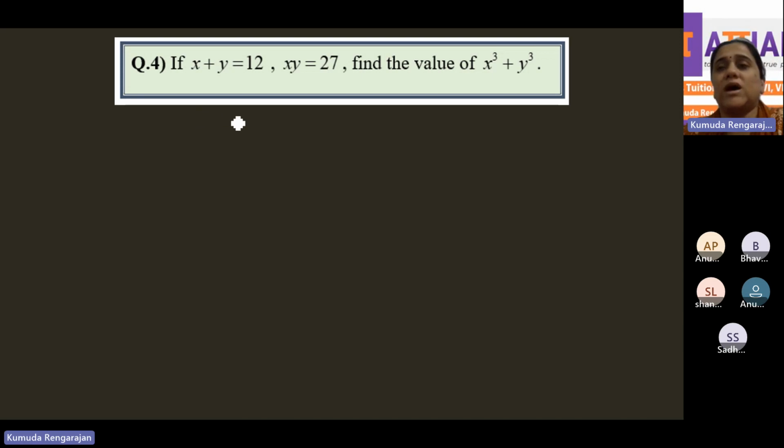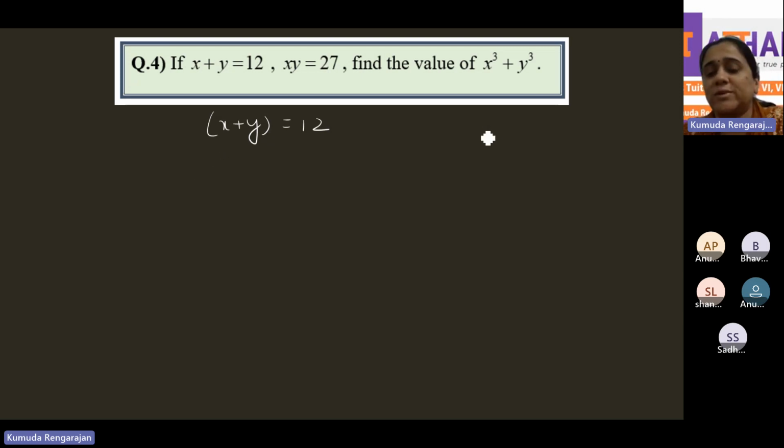Okay. Now to answer such questions, we have two methods actually. We can use the identity, or you can see the method which I'm going to do now. Write down x plus y is equal to 12, and cube on both the sides. What should you do? Cube on both the sides.